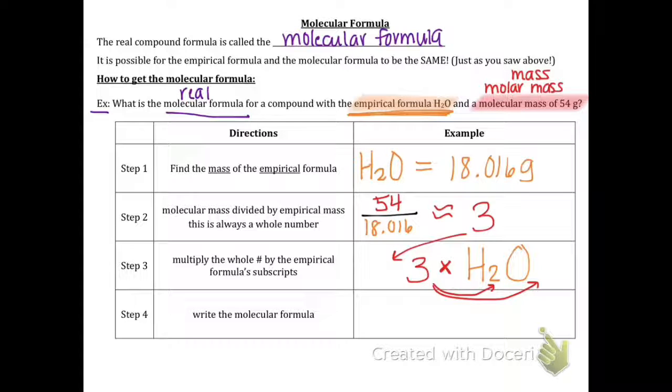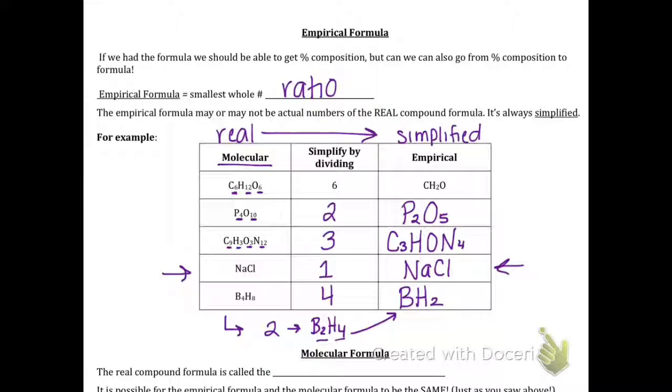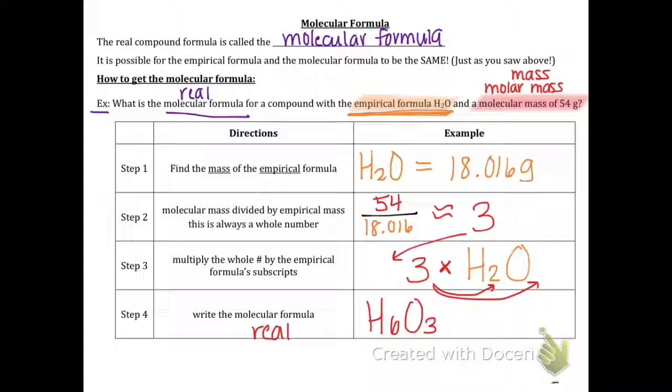So now, this becomes H6O3. H6O3 is officially our real formula. Remember, we simplified it by dividing, so we're essentially going backwards, so we're multiplying. 3 times H2O is H6O3. That is the real formula.